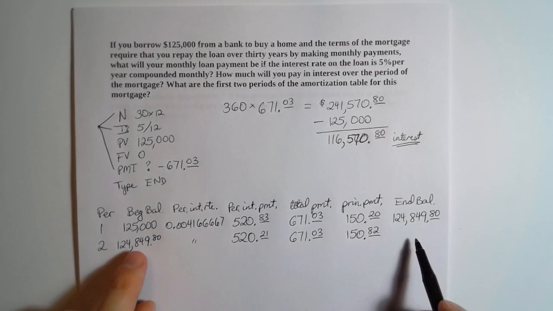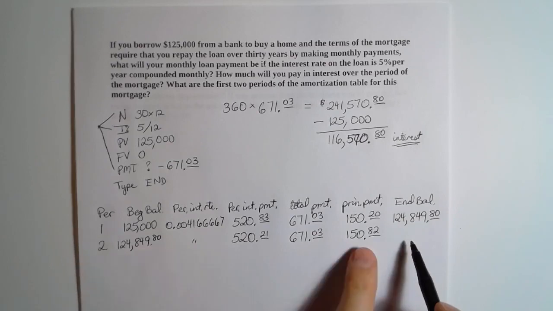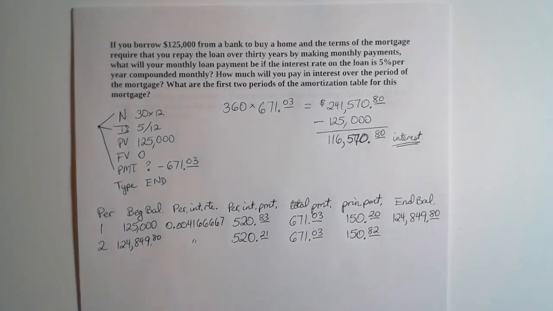Now, to find the ending balance, what you'll do is take the beginning balance for this month of the $124,849.80, and you'll subtract the $150.82 that you sent towards principal. And at this point, I recommend that you pause the video to work that number out.